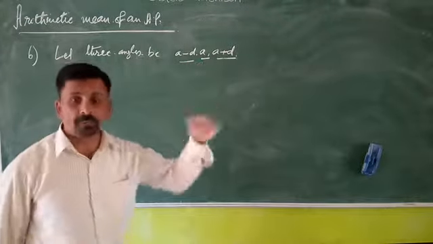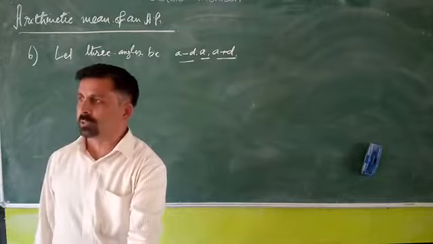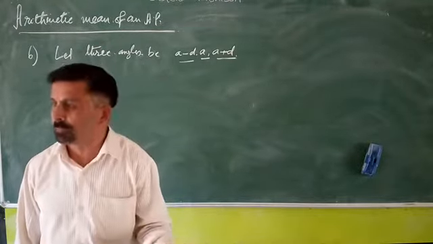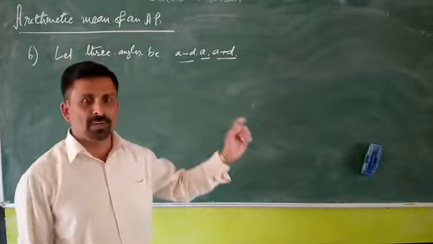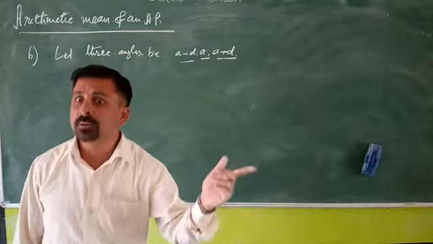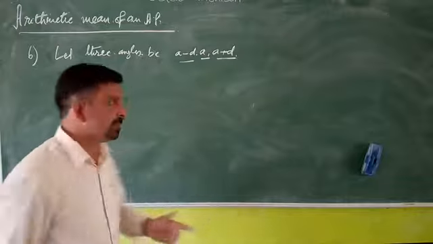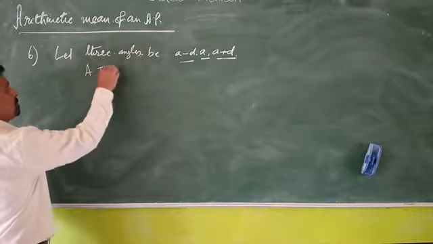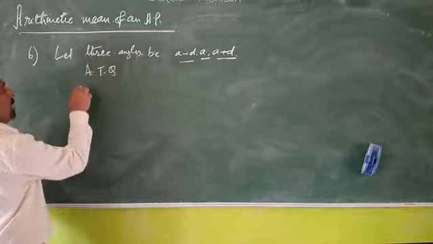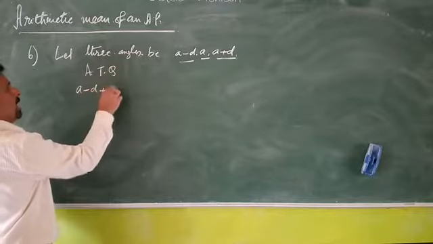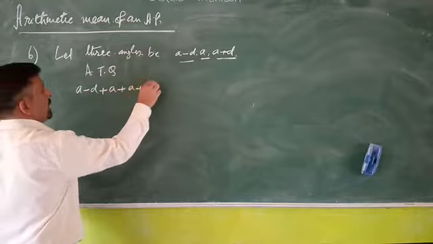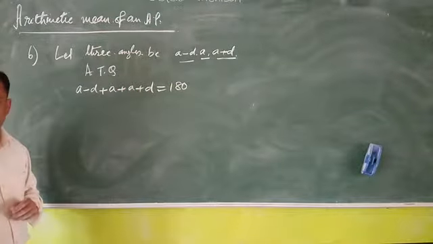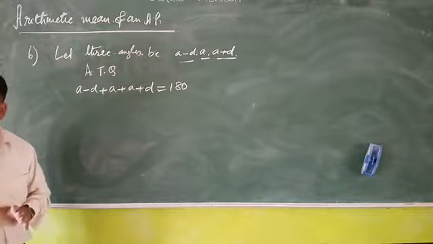So, the first equation, I don't need to see the question also, because I know it is a triangle. So, the first equation I can create by myself. And that is, the sum of interior angles of a triangle is nothing more than 180. So, according to the question, a minus d plus a plus a plus d is equal to 180.